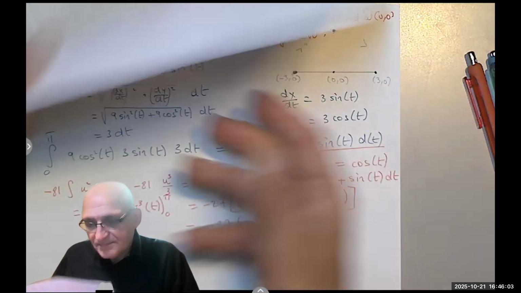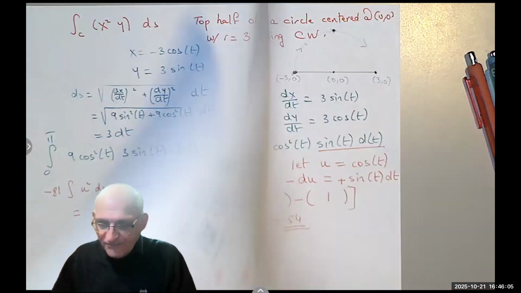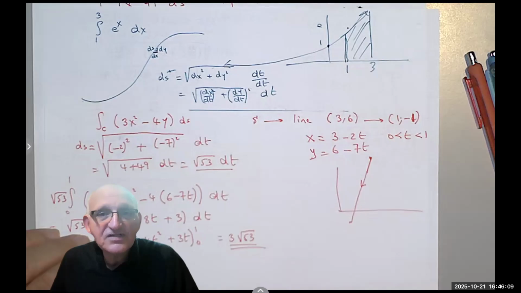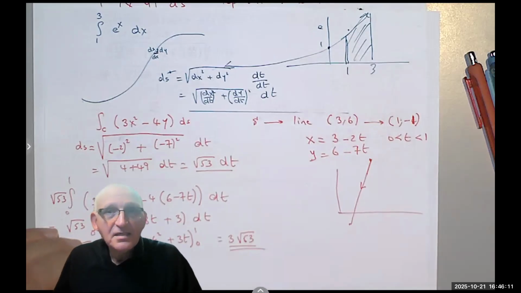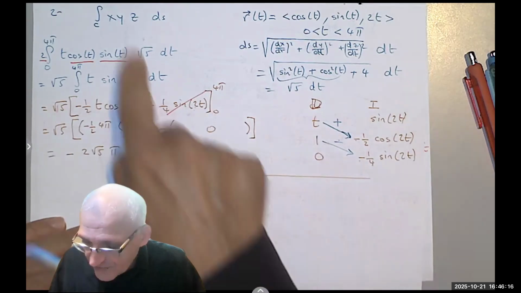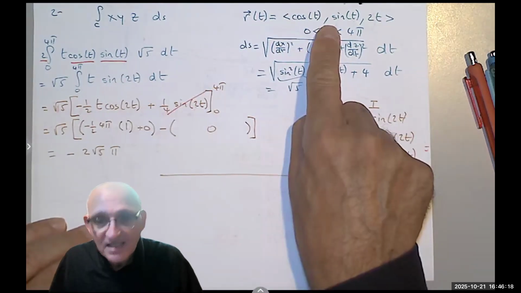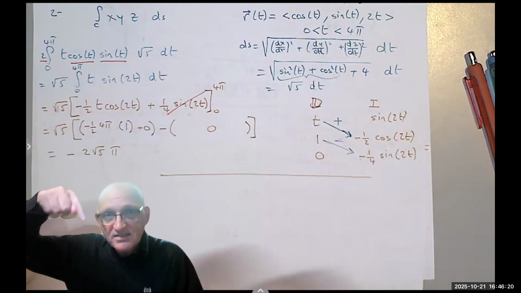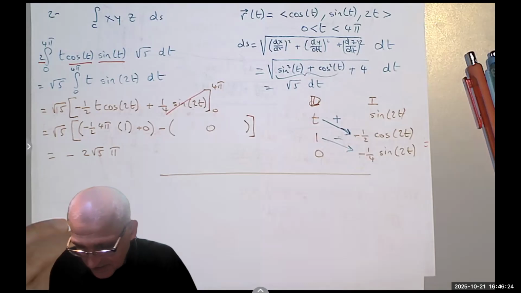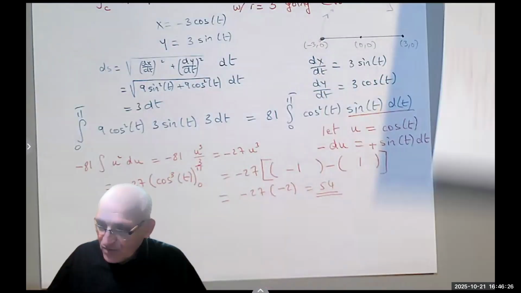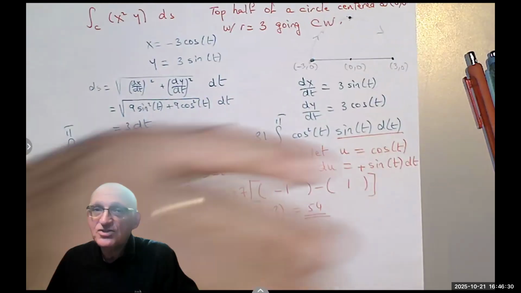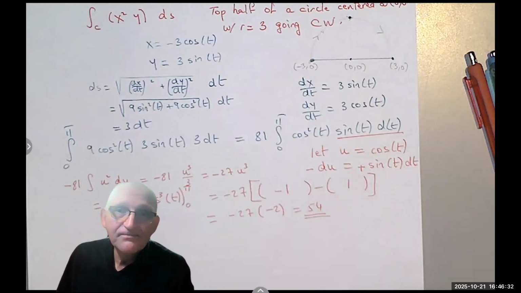So we took 3 examples. The first one was an easy one. It was over a straight line. The second one was over a helix, and the function changes the x, the y, the z as we go from 0 to 4 pi, two turns. And then the last one was a top half of a circle, and they tell you it's going clockwise.